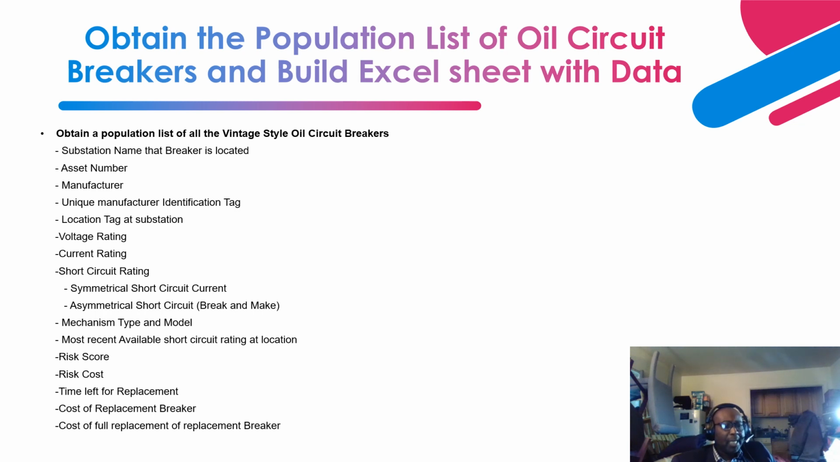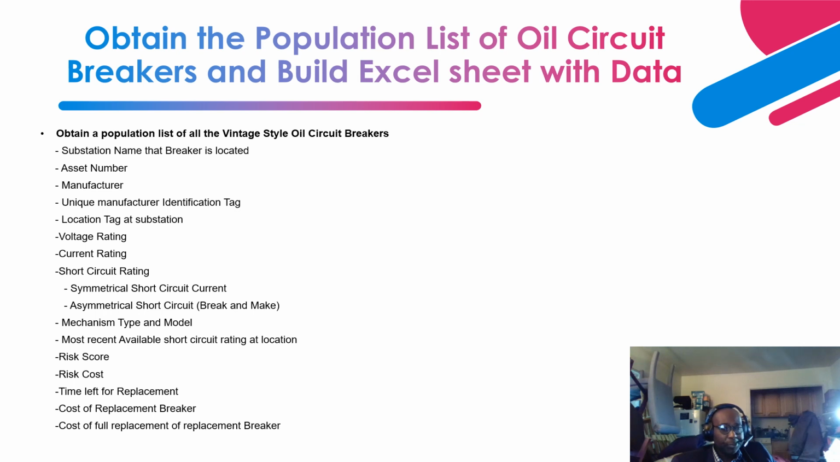Okay, so in getting the population list and building it into an Excel sheet, these are the parameters that you need. The name of the substation where the oil circuit breaker is located. That is very important, so that should be in a column by itself. Then the asset number. As asset management has become prominent, every utility is implementing asset management. Most utilities have assigned asset numbers to every piece of equipment. So you need to include the asset number of that oil circuit breaker.